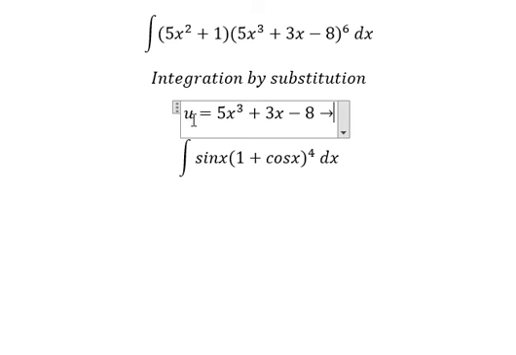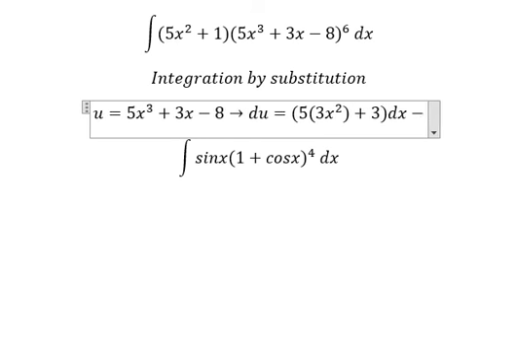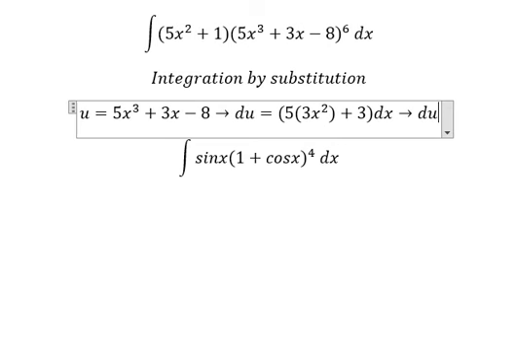Later that we need to do first the derivative for both sides. This one is about 3x squared. This one is about number 1. Because we don't have number 3 and number 3, so we need to divide both sides by number 3.